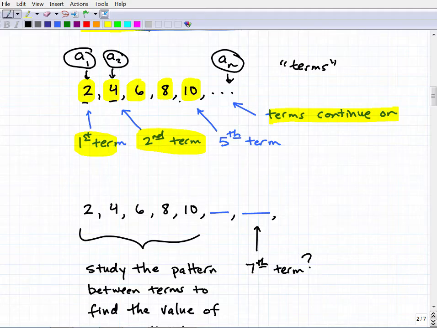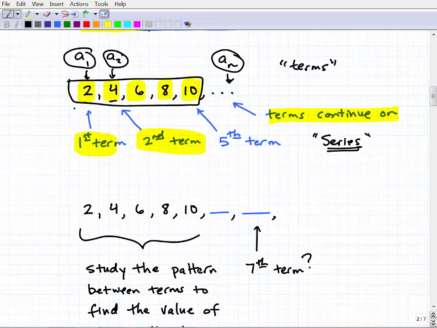Now, another thing I want to talk about real quick is this idea of series. The concept of series is not going to be taught formally in this lesson, okay? But I want to just give you a basic idea of what a series is. A series is the sum of the terms of a sequence. Basically, a series would say take this sequence and add up the first to the fifth term.